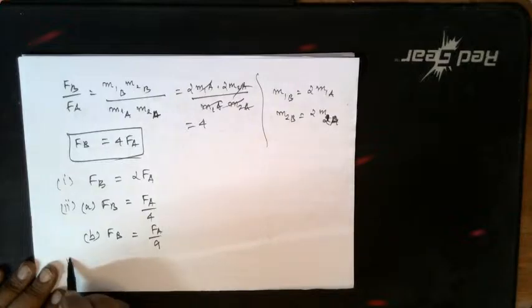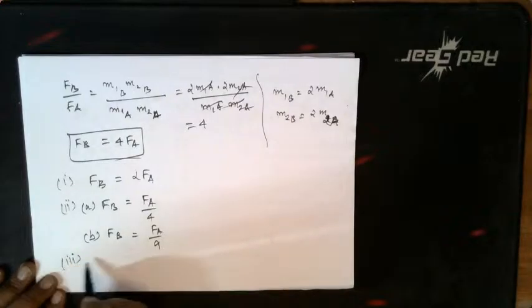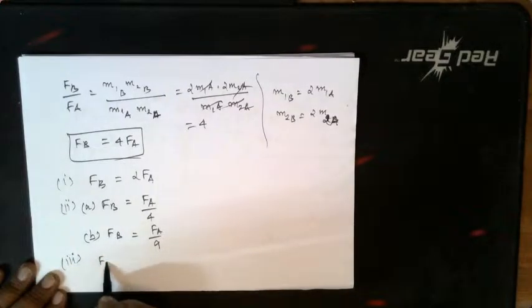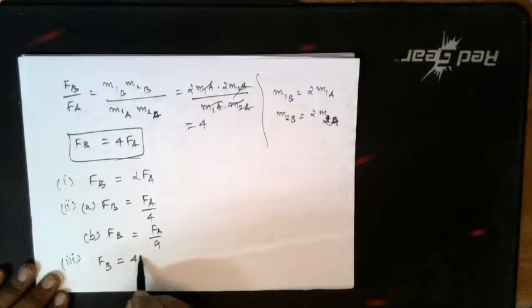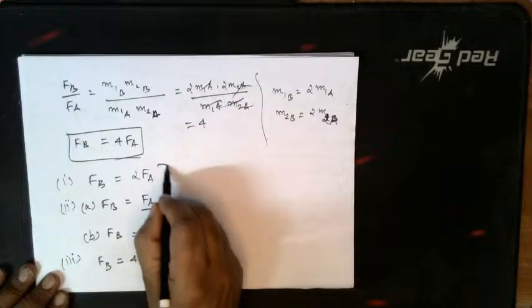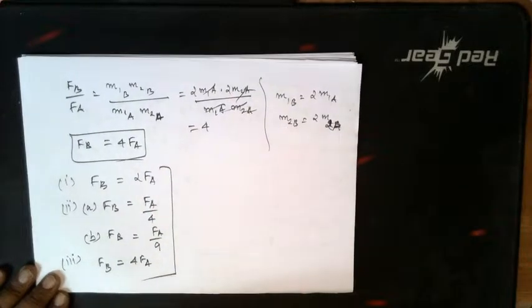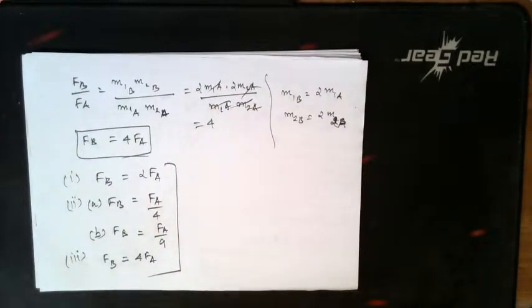In the third case, what is that? FB is equal to 4 times the original value, FA. So likewise you can prove. Okay. So do you understand this concept? Take down. Next important question there.